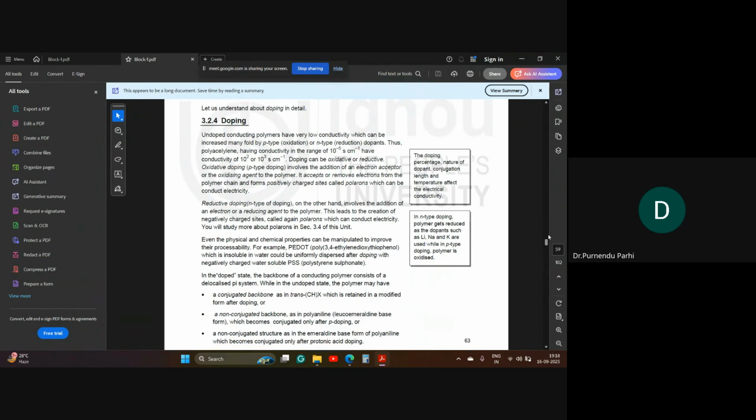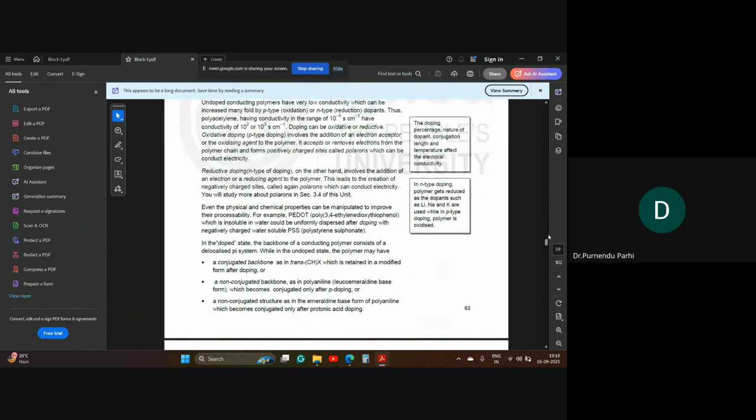In the doped state, the backbone of a conducting polymer consists of a delocalized pi system, while in the undoped state, the polymer may have a conjugated backbone or a non-conjugated structure. So in the doped state, definitely you have conjugation. Along with conjugation, you have either an extra electron or a hole. But in the undoped polymer, which also can conduct electricity, though to a lesser extent, it has either a conjugated backbone or a non-conjugated backbone.